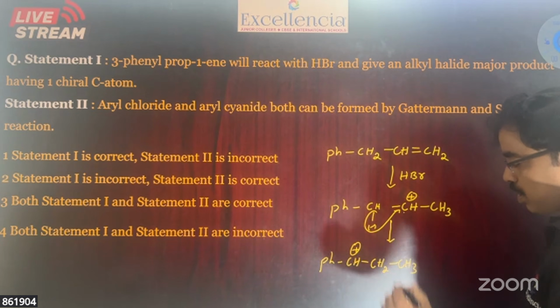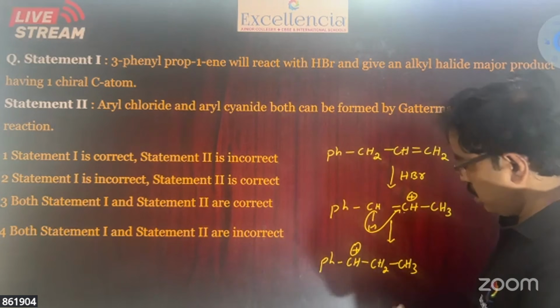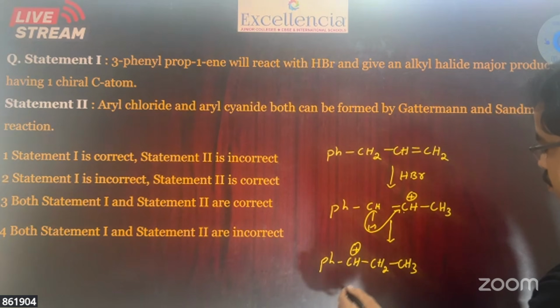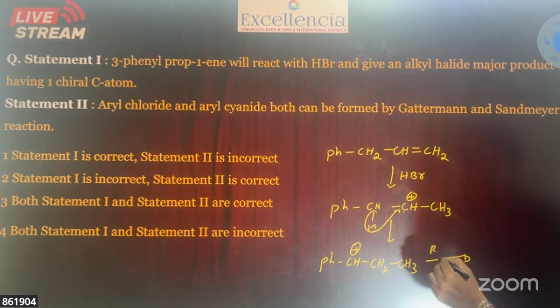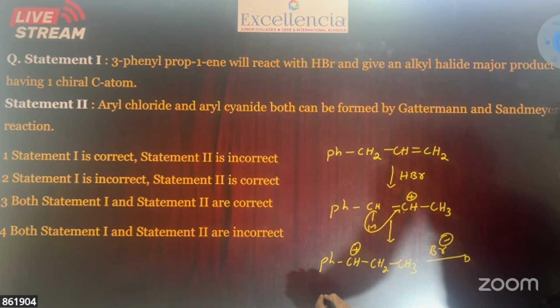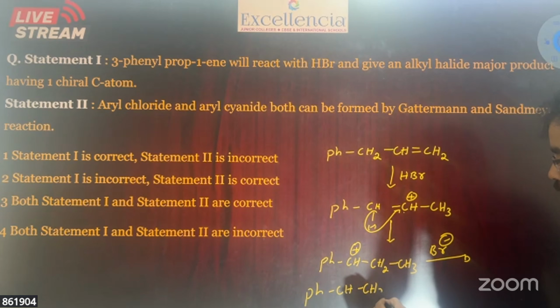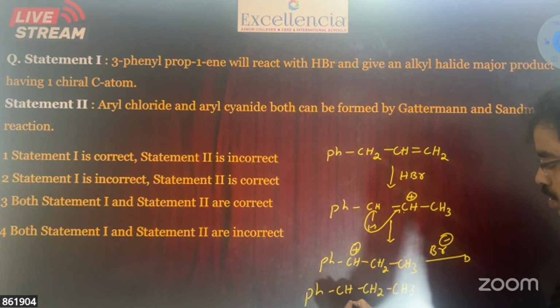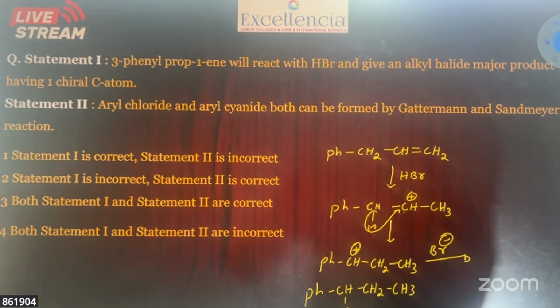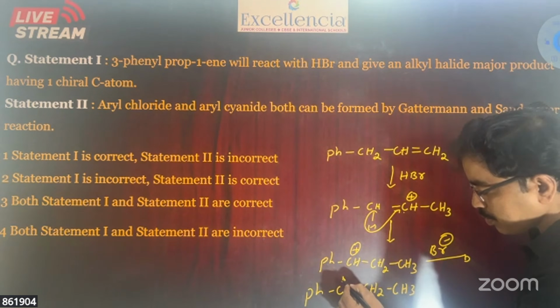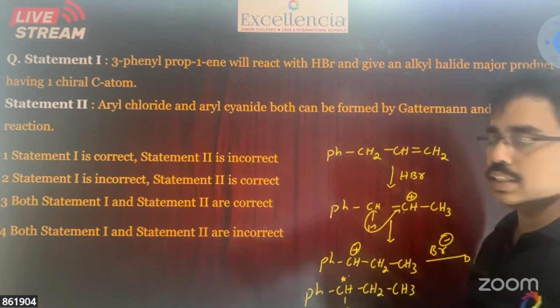The benzyl carbocation is more stable. So rearrangement is followed by attack of the nucleophile, Br minus. The final product of the given question has the chiral carbon. Therefore statement 1 is correct.